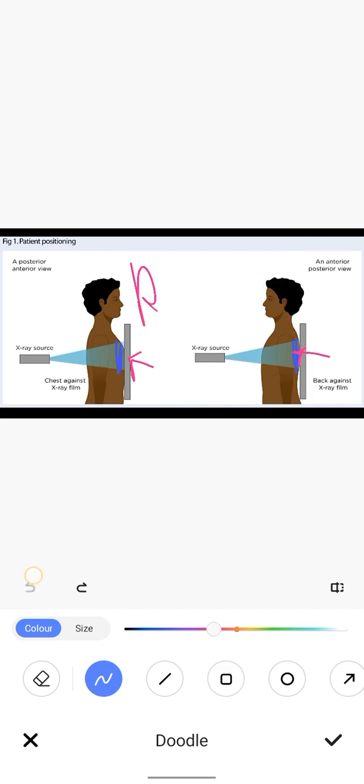And the side of the body or the organs of the patient's body which is far away from the detector. Here now we are talking about the detector, not the X-ray tube. So the organs of the body which are far away from the detector will appear after, and this will appear magnified. Why will this appear magnified?